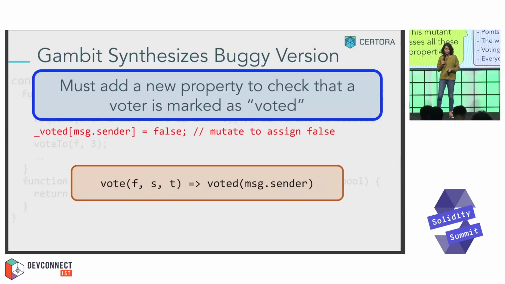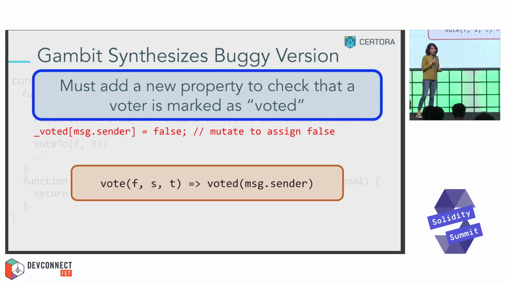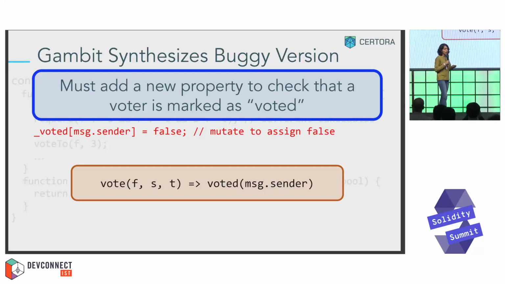So what do we do in this case? We just add a new property. The property we added is that if you vote, so vote of first, second, third, that should imply that the voted status of the message sender is set to true. I'm just writing it in logic, but we implemented this in CVL, the Certora Verification Language, and we found that once we added this extra property, this mutant was caught. The verification failed, which is what we want.